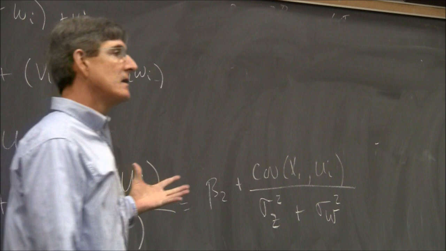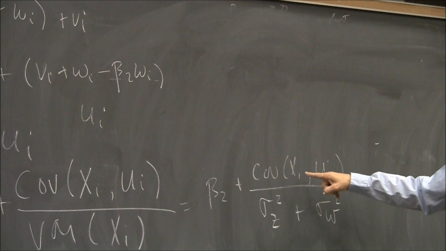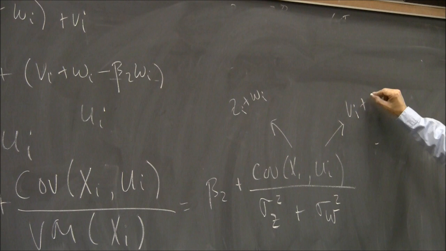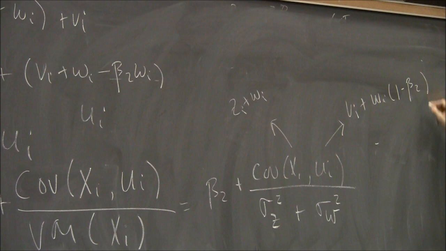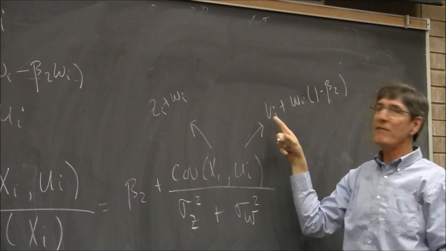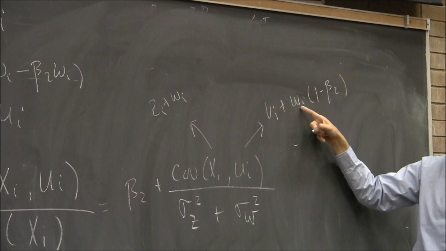So we just need that covariance. What's xi equal to? This is zi plus wi. What's ui equal to? Vi plus wi times 1 minus beta 2, just to combine a couple of terms there. So when I multiply those out, I'll get a zi vi. Will that be non-zero? That's zero, right? I'll get a zi wi. That's zero. I'll get a wi vi. That's zero. Then I'll get a wi wi times 1 minus beta 2. That's the term that's going to matter.